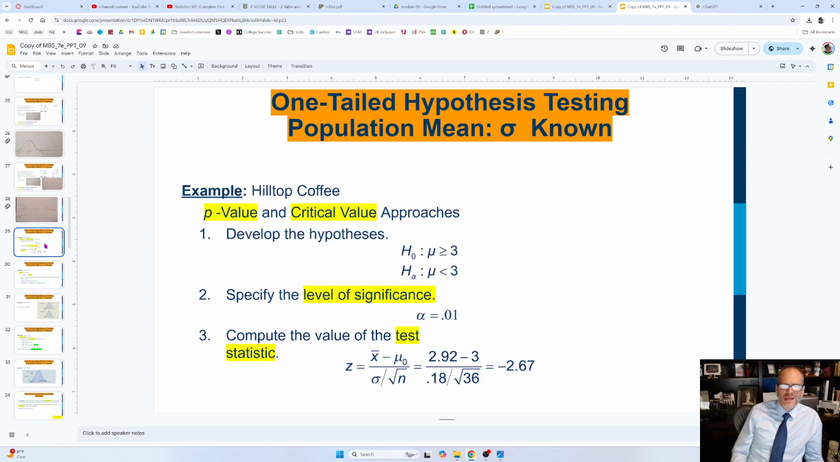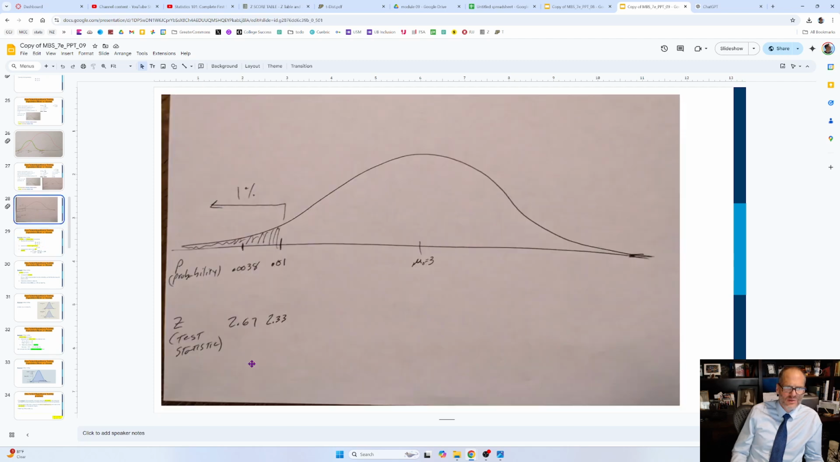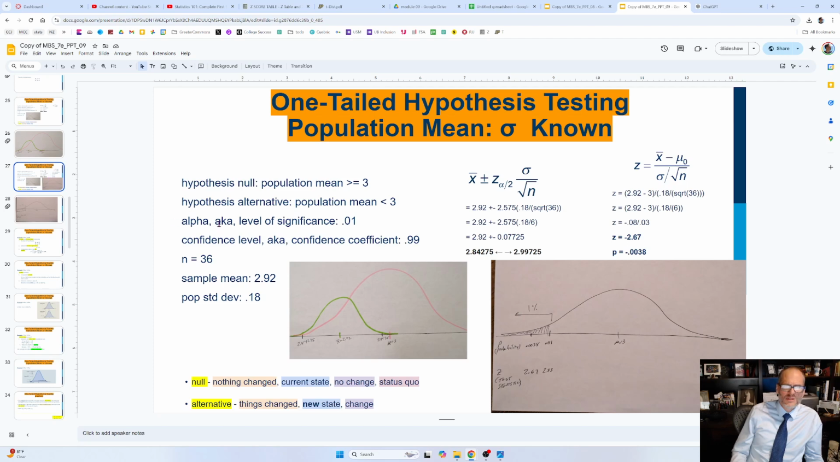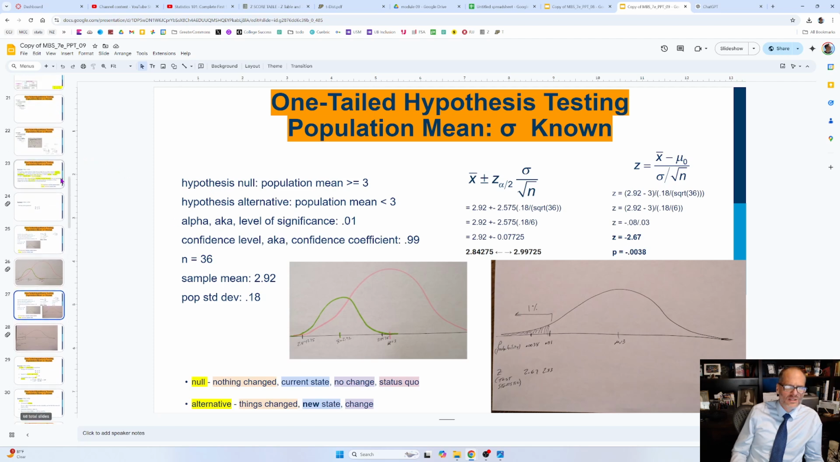And so here is their explanation of the p-value and critical value approaches: developing your hypothesis, figuring out the level of significance, getting your test statistic, -2.67, right? We did all that. I really like this approach here where you just look at the question.